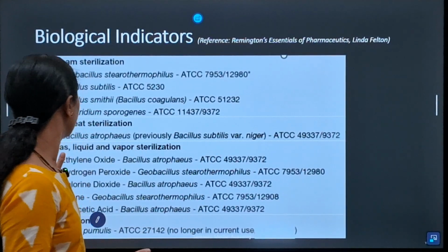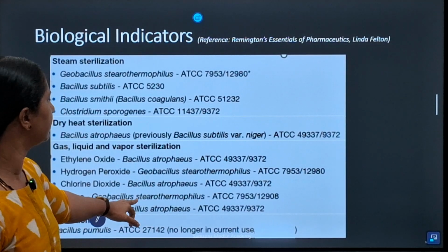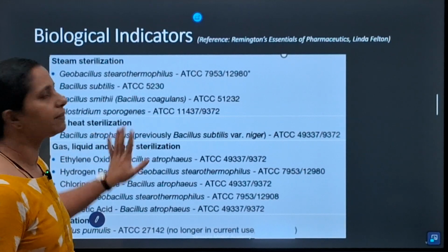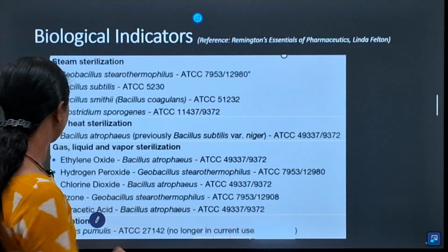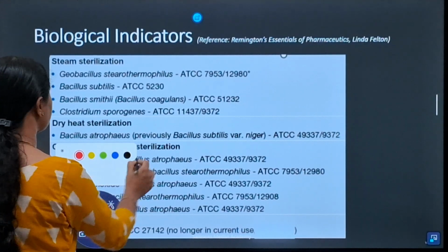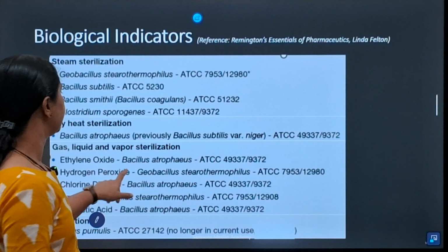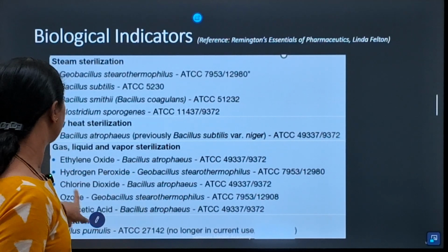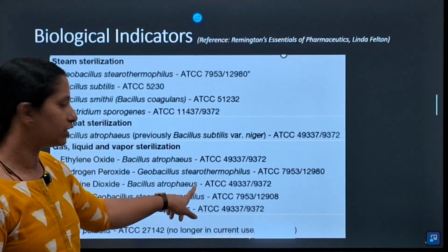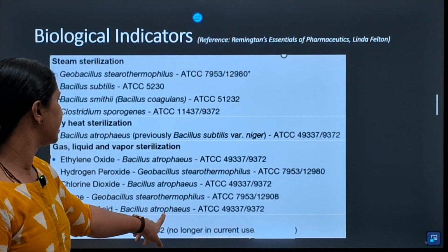Okay. Then coming to gas, liquid and vapor sterilization, we can see the biological indicators are common with some heat methods. For example, for ethylene oxide sterilization, it is Bacillus atrophaeus, and for chlorine dioxide sterilization, it is again Bacillus atrophaeus, and for peracetic acid sterilization, it is again Bacillus atrophaeus.